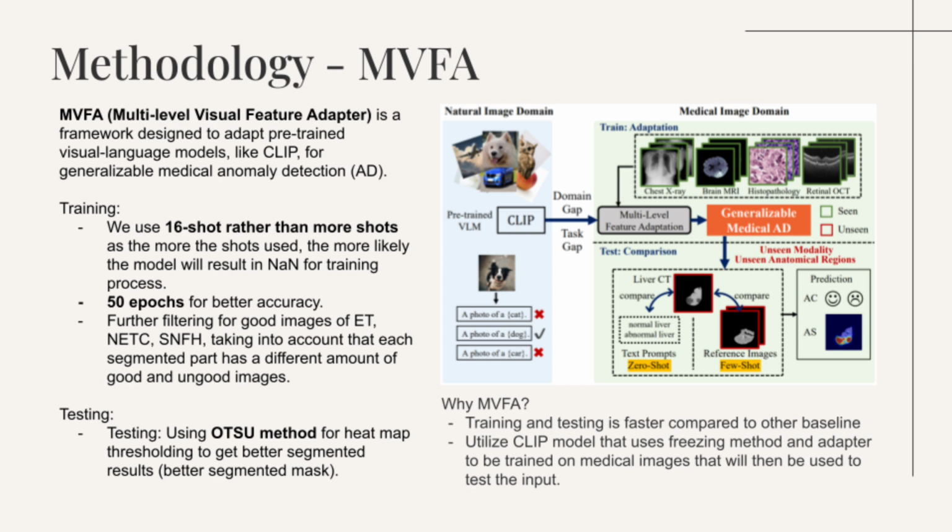For our methodology, we utilize two pre-trained models: MVFA for anomaly segmentation and ResNet-50 for classification. First, we utilize the multi-level visual feature adapter, or MVFA, which adapts a visual language model like GLIP, used for medical anomaly detection. We used a 16-shot training approach to avoid issues with NaN values. Training was done over 50 epochs, selecting high-quality images to optimize ET, NETC, and SNFH segmentation. We also applied the Otsu thresholding method to refine the heat map segmentation results.